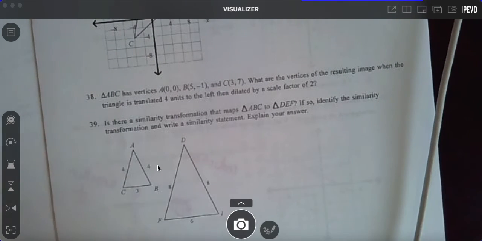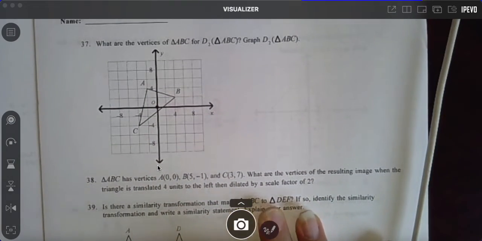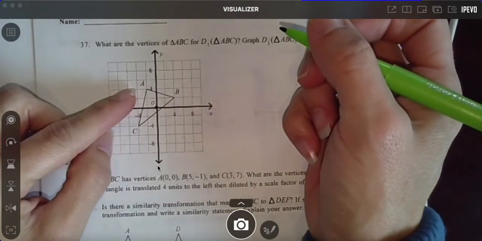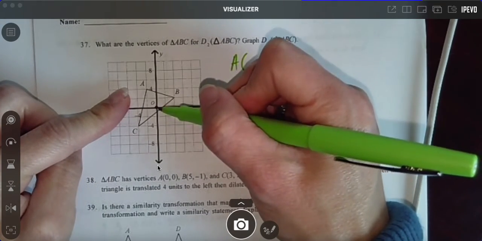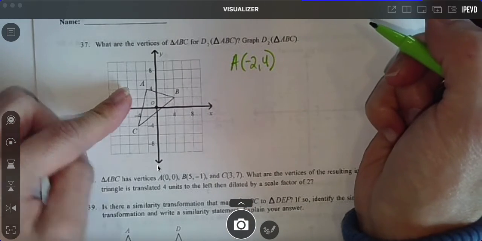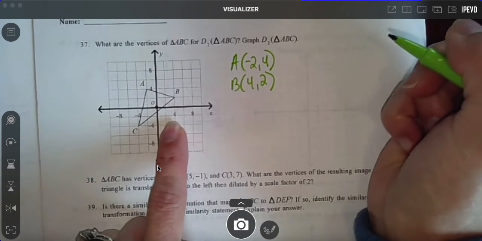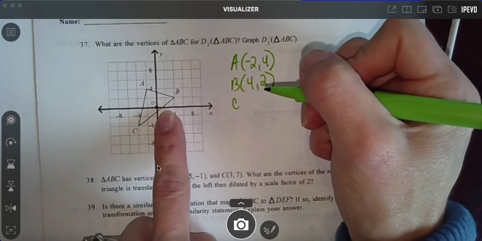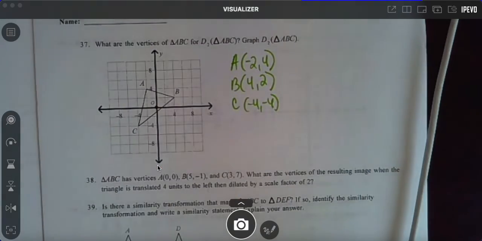37. It wants us to dilate this graph by a factor of what? What number do they give us? 2. Okay, so what you need are these actual points. What is point A? Well, we're counting by 2s. It's negative 2, 4. Does everybody see that? What is point B? It's 4, 2. And what is point C? Negative 4, negative 4. We're good with all those?